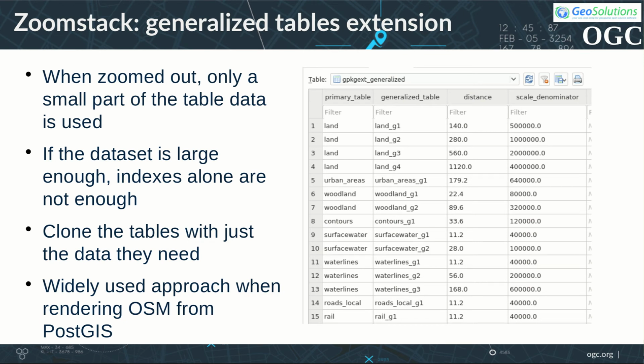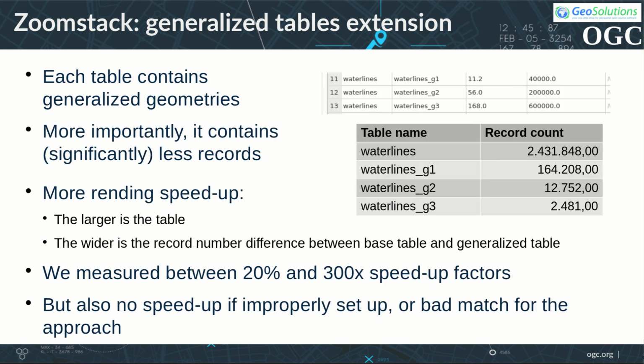Locating this subset of data can be sped up using indexes. However, on large datasets, indexes alone are not enough, and performance suffers. A common approach, used often when rendering OpenStreetMap, is to create generalized tables. Generalized tables help performance in two ways. First, they contain generalized geometries. Second, and more important, they only contain records that are meant to be displayed at the target scale.